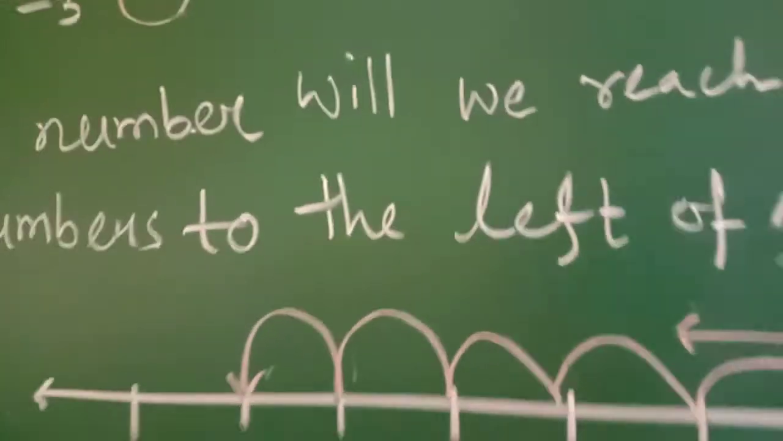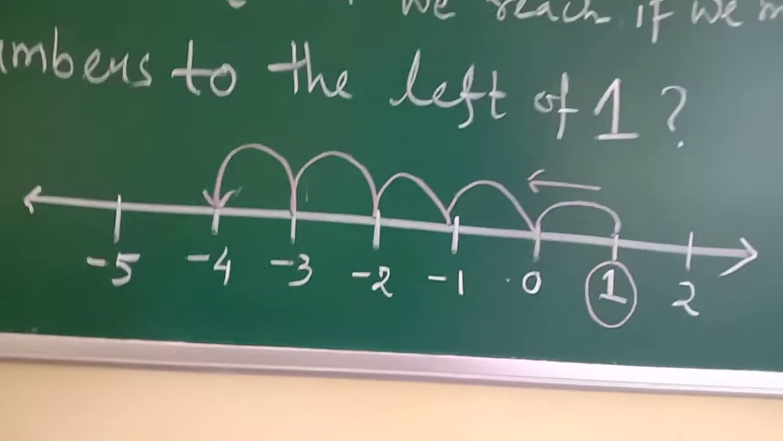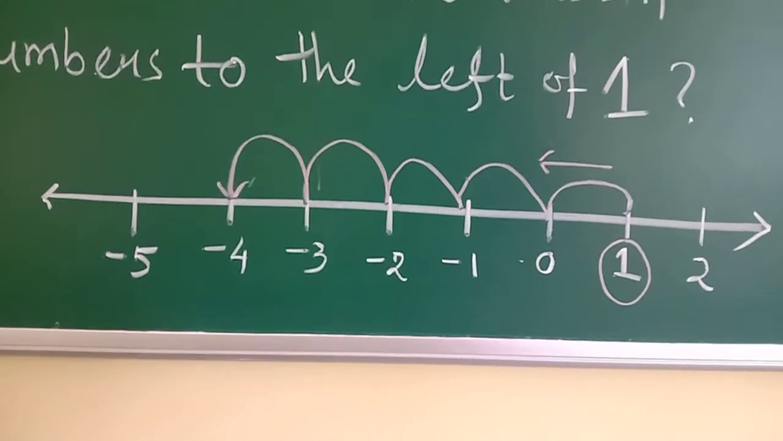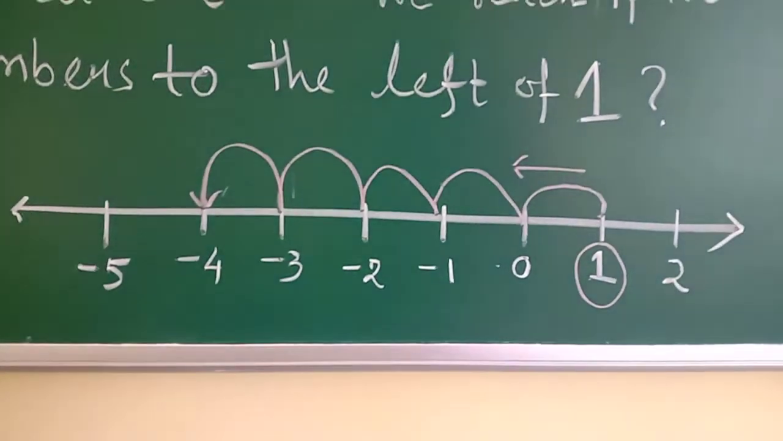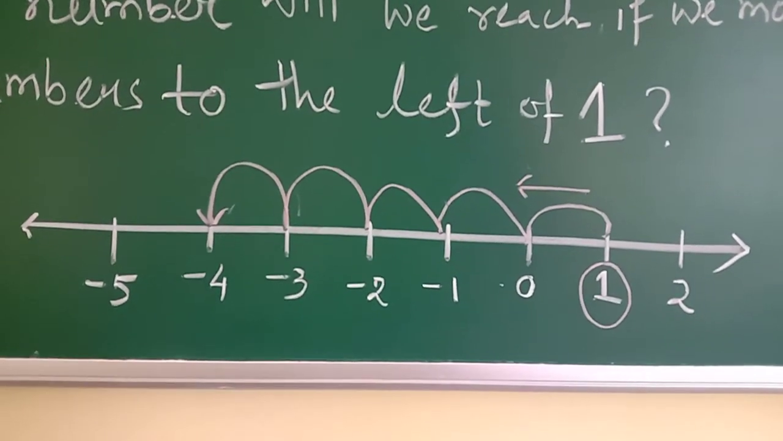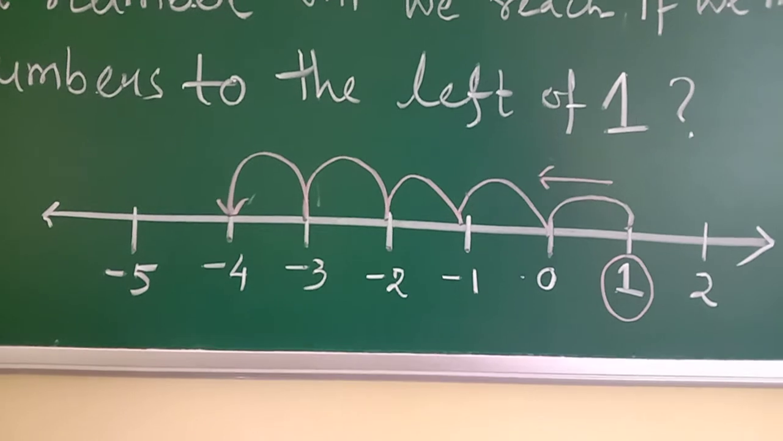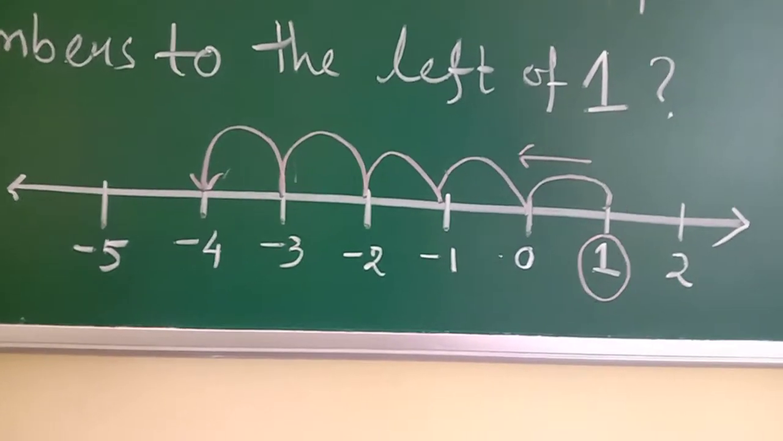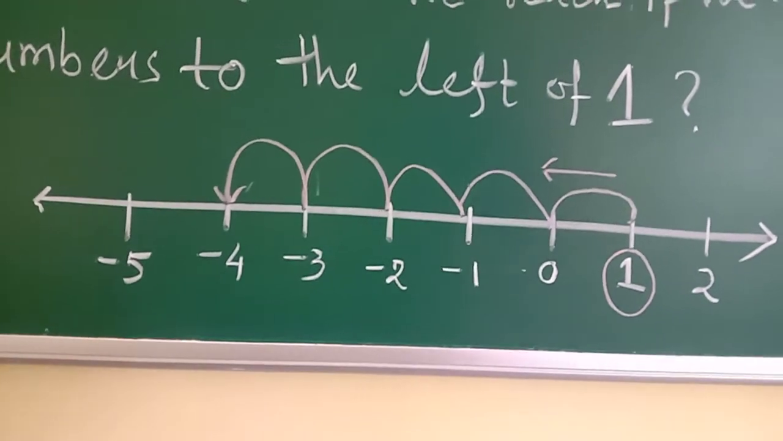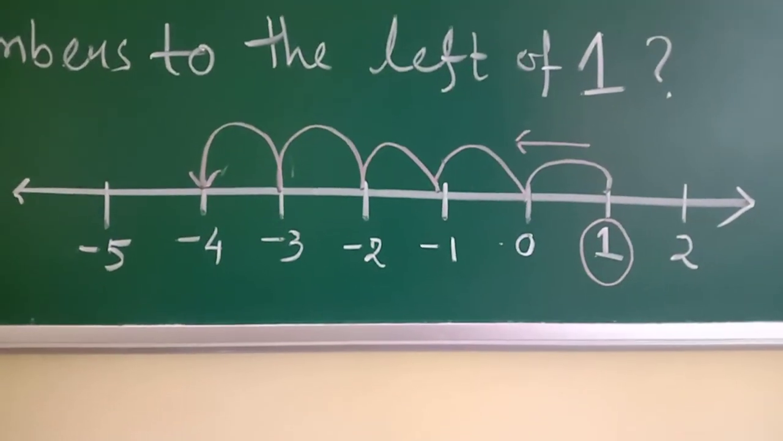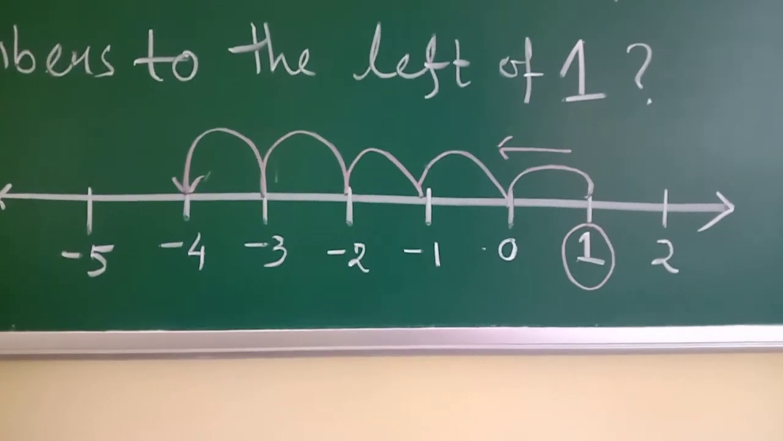Which number have you reached? From the number line, can you see it? Is it clear? From 1, you have reached minus 4 on the number line. Understood? Whenever you do this kind of sums, please use the number line so that the concept of the number line should be clear in class 6 only.